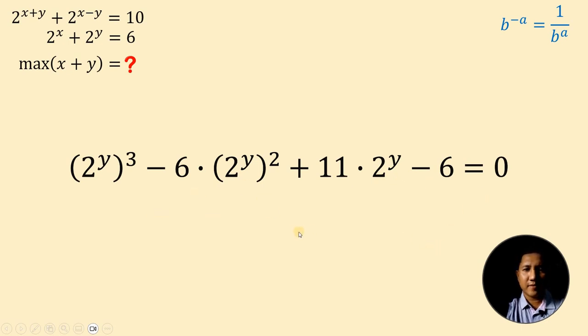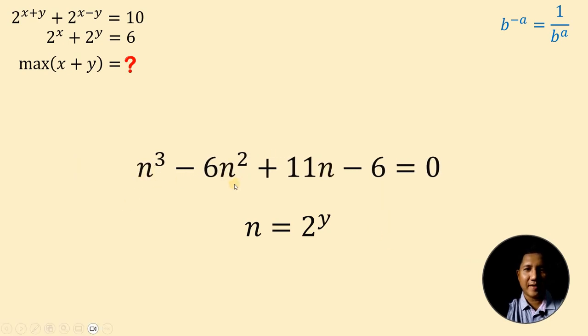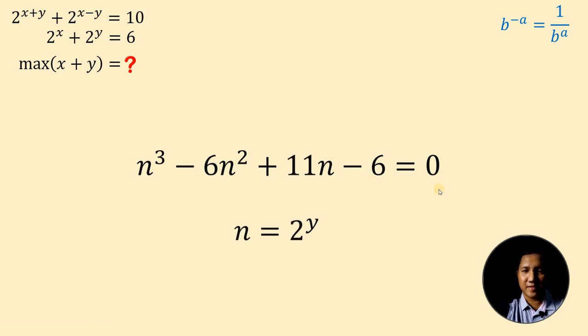Now, this 2 raised to y is very annoying. So, let's replace this with another variable. Let's call this n. So, we need to replace all 2 raised to y with n. So now we have n cubed minus 6n squared plus 11n minus 6 equals 0.